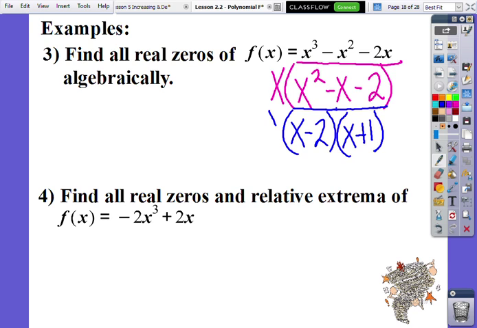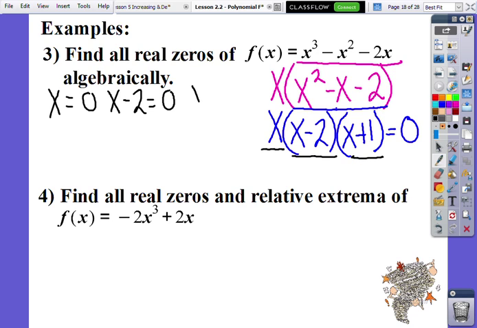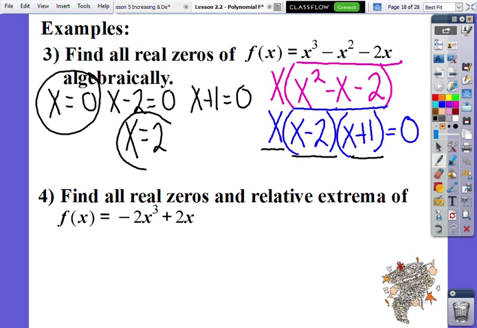Well, remember that GCF of x has to come back down in front. And I'm going to stick this whole thing equal to 0. And if I put it equal to 0, then I'm going to take each of the factors and set those equal to 0. So I'll say x equals 0, my x minus 2 equals 0, and my x plus 1 equals 0. Well, if x equals 0, that's the solution, x equals 0. If x minus 2 equals 0, that means x equals 2. So there's another zero. If x plus 1 equals 0, that means x equals negative 1. So those would be my zeros, okay?